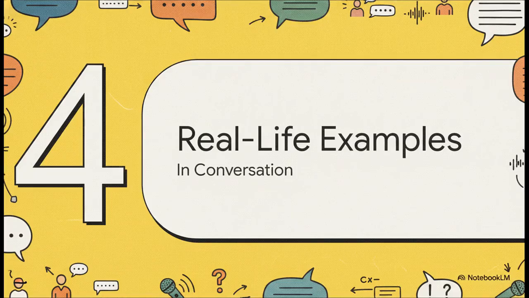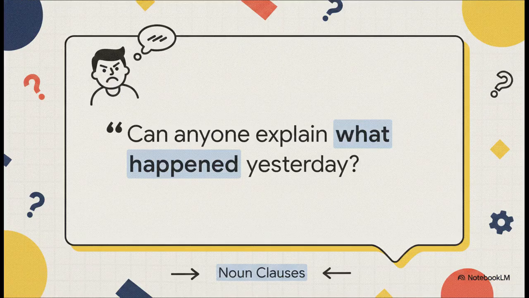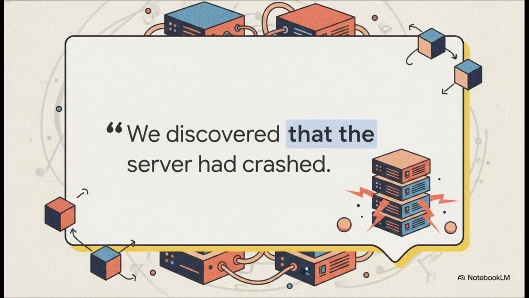Let's get into section 4, real-life conversation examples. Let's see this grammar in the wild. Imagine you're at work, right? And your manager walks in, looking a little stressed out. They ask the team, can anyone explain what happened yesterday? Notice that what clause right there at the end, what happened yesterday, acting perfectly as the object of the verb explain. And then, as the employee, you naturally reply, we discovered that the server had crashed.